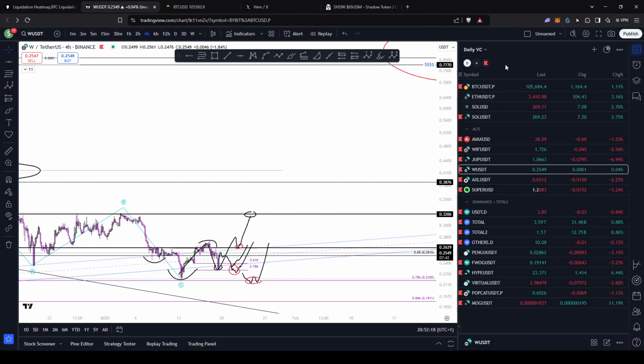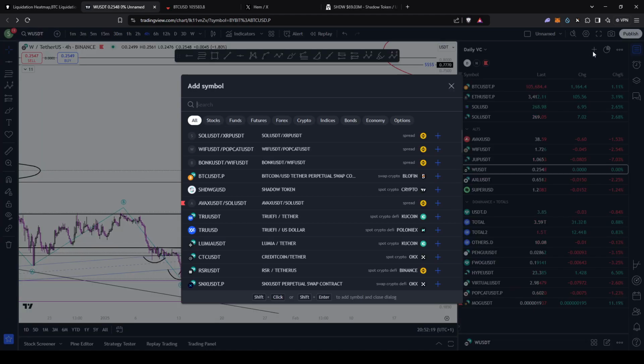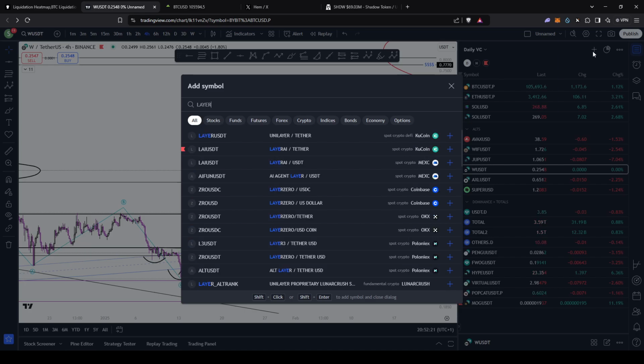Layer AI. I still hold some Layer AI. Hasn't been one of my performers.